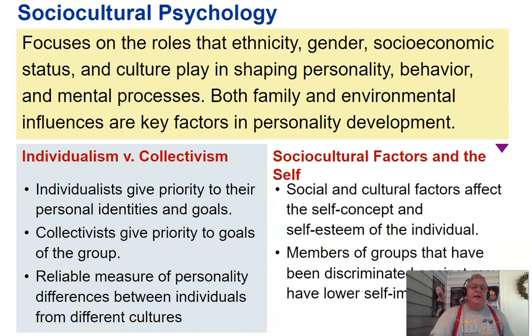The United States and Western Europe are largely considered individualistic countries, where the self is much more important than the community. In Asia and Africa, they tend to be collectivist cultures, where the people in those communities tend to see the community as more important than the self.